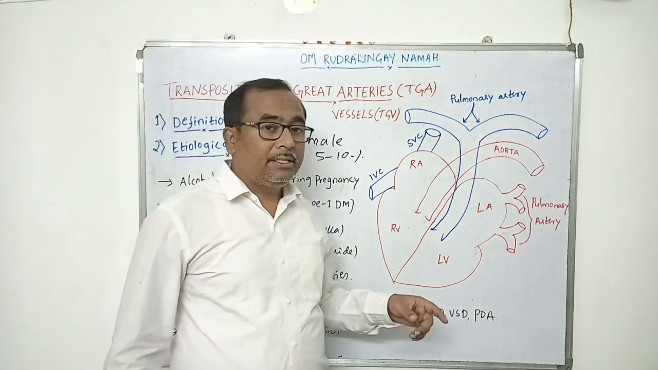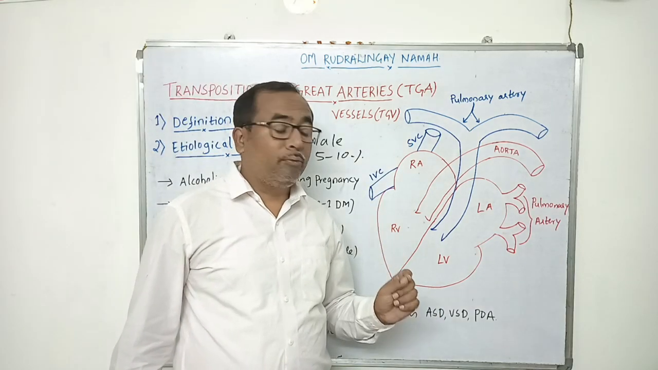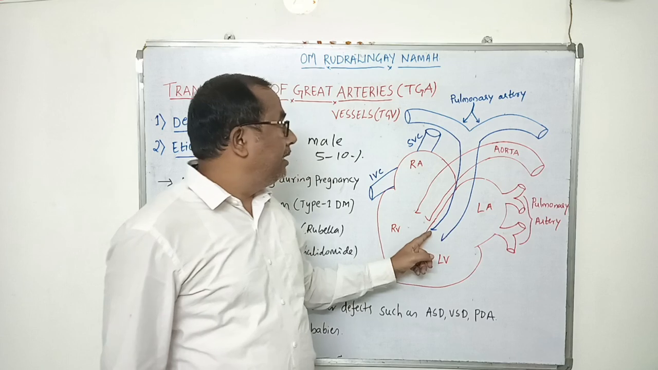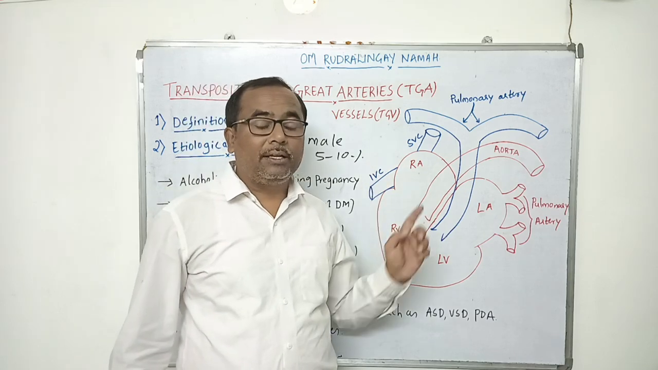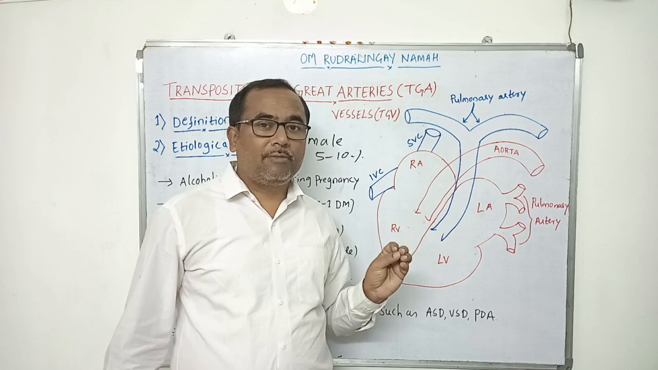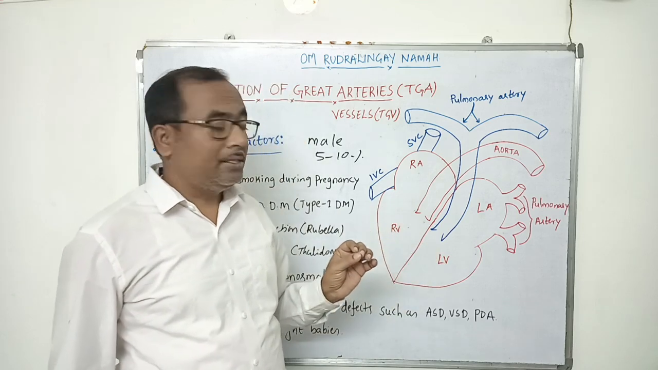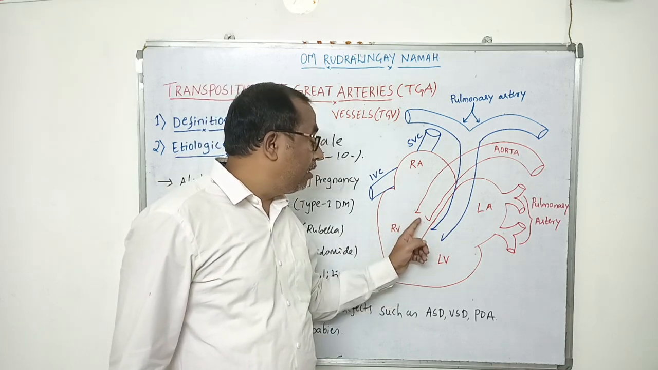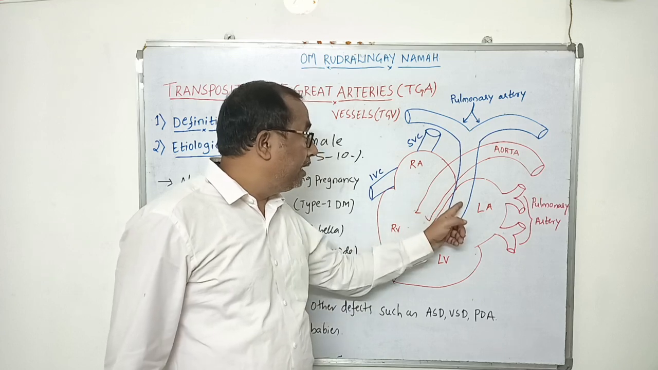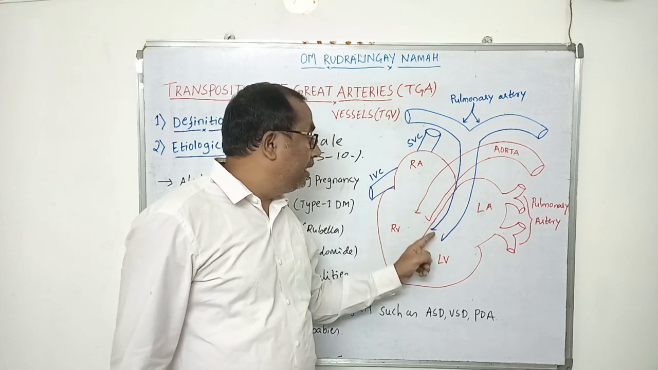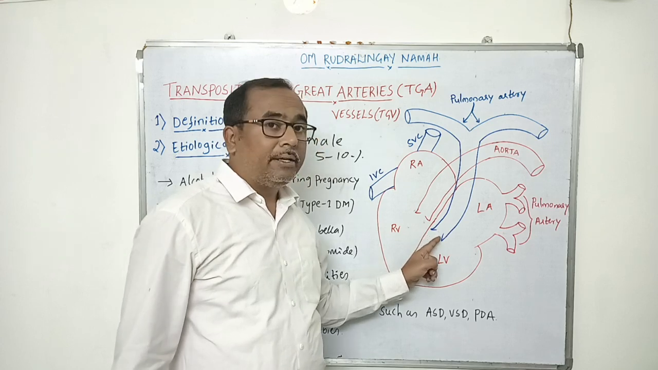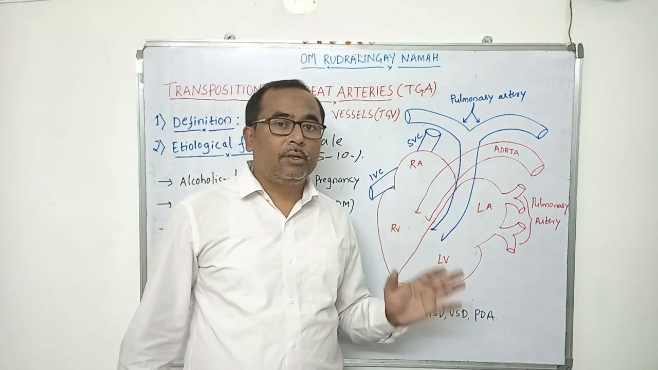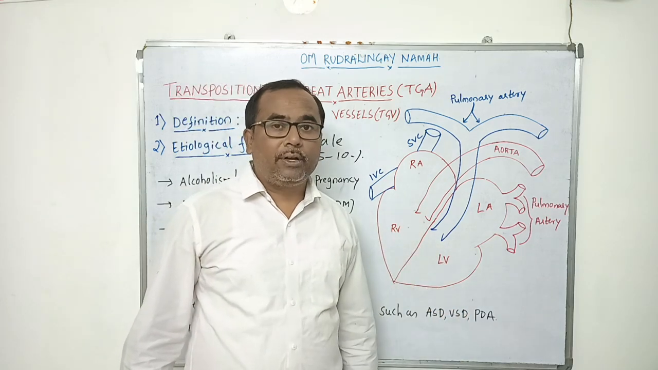So transposition of great arteries is a cyanotic congenital heart disease in which there is an abnormal origin of aorta from the right ventricle and pulmonary artery from the left ventricle. Okay. What is the transposition of great vessels or transposition of great arteries? It is a cyanotic congenital heart disease in which aorta, which is supposed to originate from the left ventricle, arises from the right ventricle. Pulmonary artery, which is supposed to arise from the right ventricle, originates from the left ventricle. Okay. So because of this, severe cyanosis occurs at the time of birth. So this is known as transposition of great arteries.